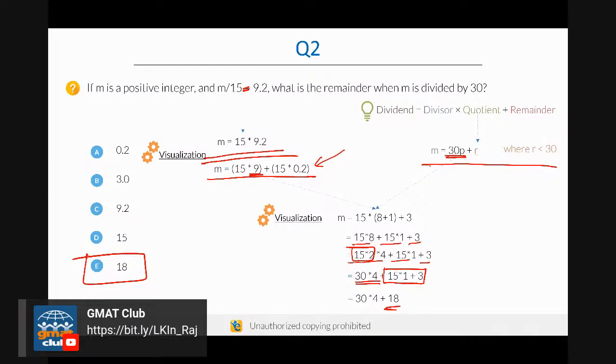Now, just a quick question. How many of you actually solved this question using this method, using the remainders equation, versus doing the math, getting to what is 15 times 9.2 and then doing the division? How many of you actually used the remainders equation? If you used the remainders equation, say yes, I did. Or if you did not, then say no.